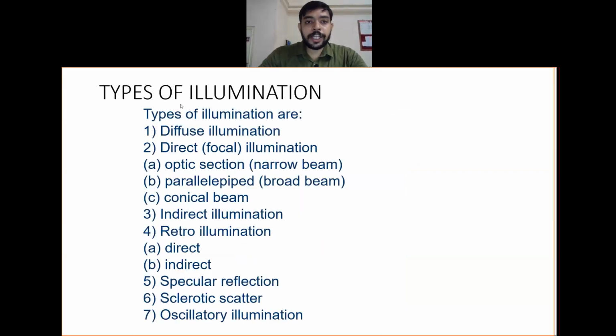Then the types of illumination. We will be dividing the illumination into 7 different categories: diffused illumination, direct illumination, indirect illumination, retro illumination, specular reflection, sclerotic scatter and oscillatory illumination. Direct illumination is again categorized into 3 different areas, which are optic section, parallelopiped and conical beam. Retro illumination is again divided into direct retro as well as indirect retro.